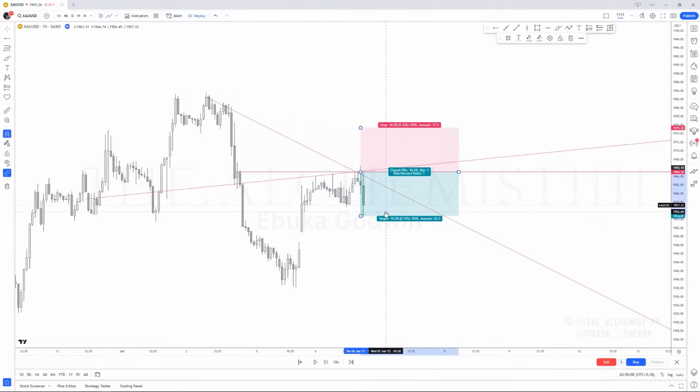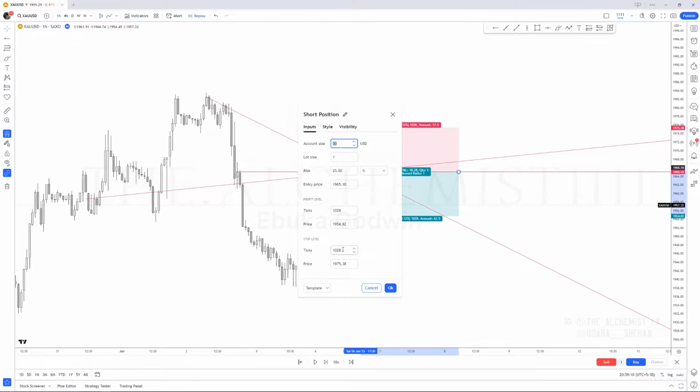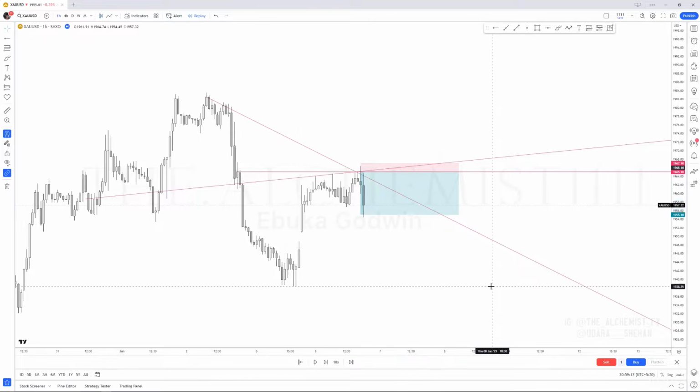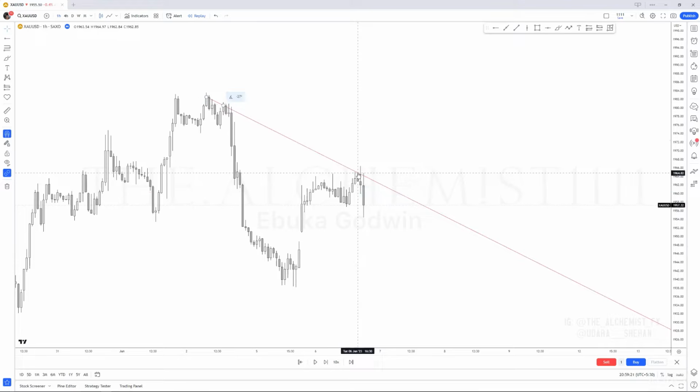Okay, so look at this. 20 pip stop loss and 100 pip target. There we go, 5%. Easy. Okay, so you can do stuff like this. I'll show it to you.